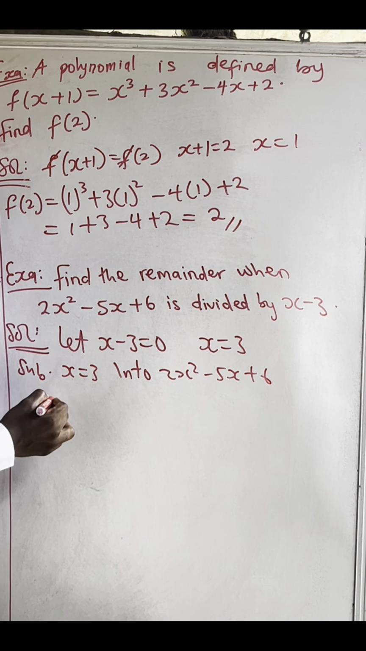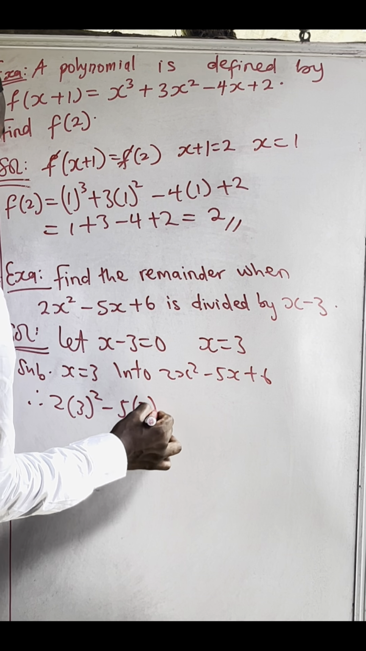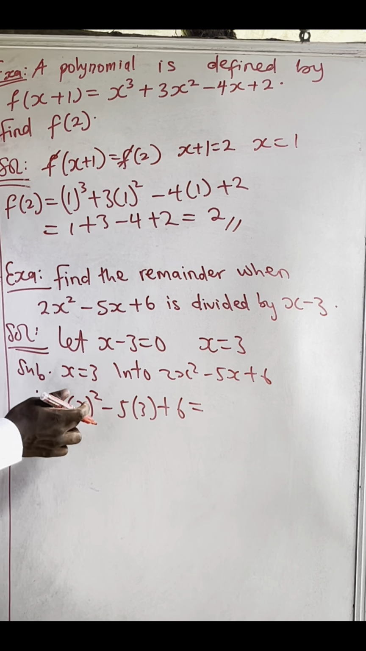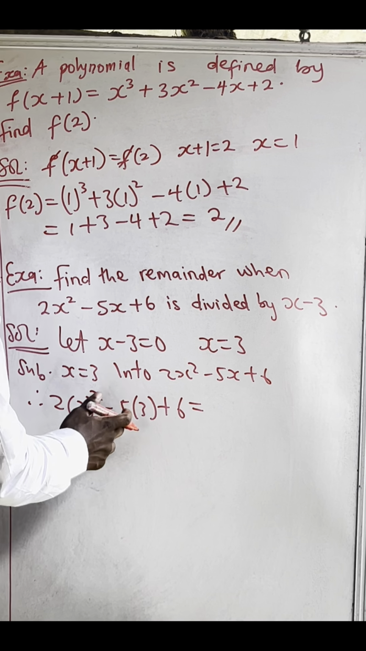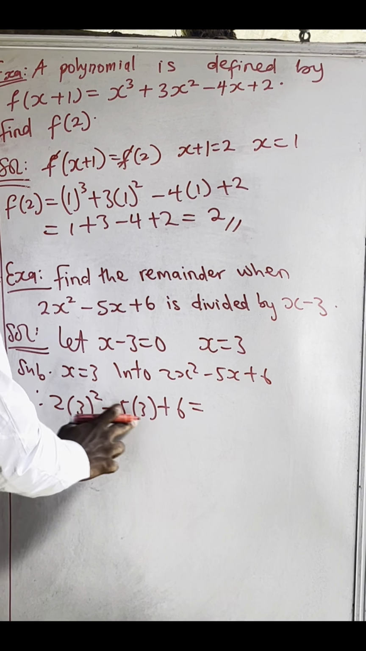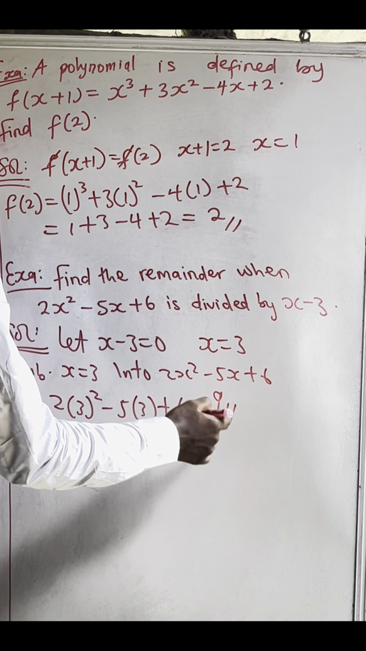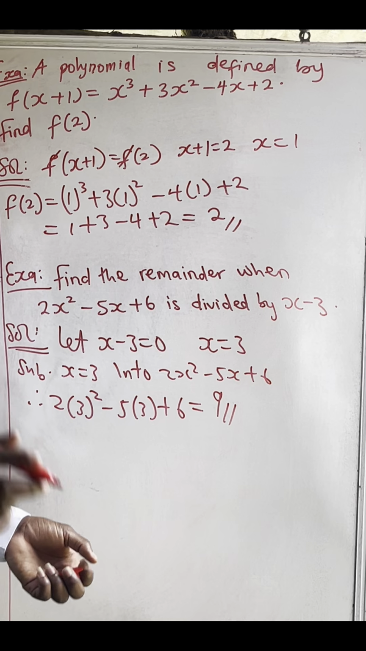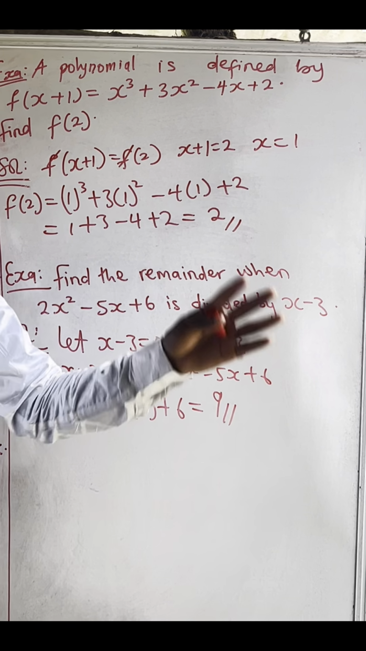So therefore, 2 times 3 squared, minus 5 times 3, plus 6. So guys, what is 3 squared? That is 9. What is 9 times 2? 18. 5 times 3, 15. 18 minus 15, that is 3. 3 plus 6, that is 9. So that's the final answer. So this simply means that the remainder is equal to 9. So that's how to do it. You don't need to use the division method.